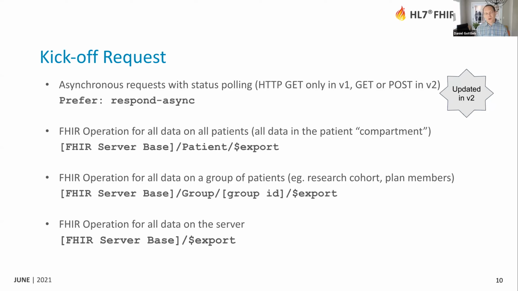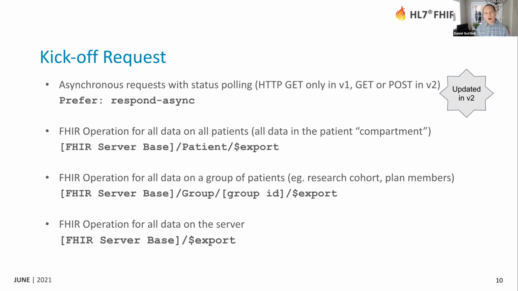And so we communicate that this works this way through a header in the request that says prefer respond-async. It's saying we would like this response to be asynchronous. In version 1 of the bulk data API, we only supported HTTP GET-based kickoff requests. In version 2, we added support for requests via HTTP POST of a FHIR Parameters resource. And so that supports kickoff requests that have very large parameters. Also, some clients prefer to do it that way, and servers also prefer that. So that's now available as an option in version 2.